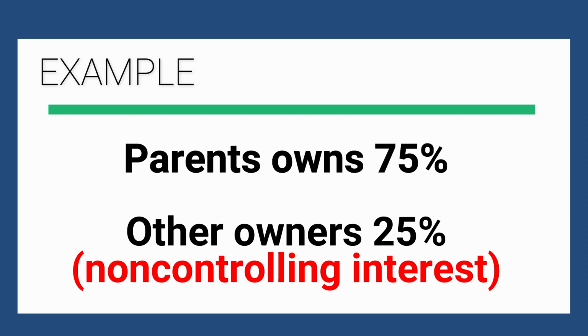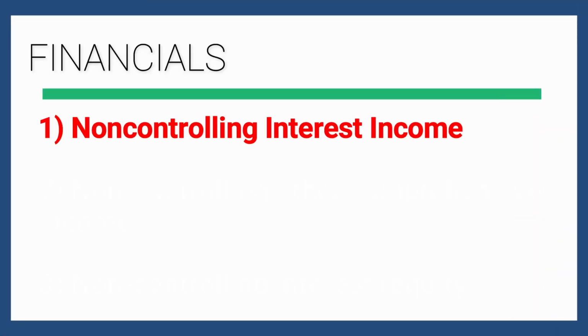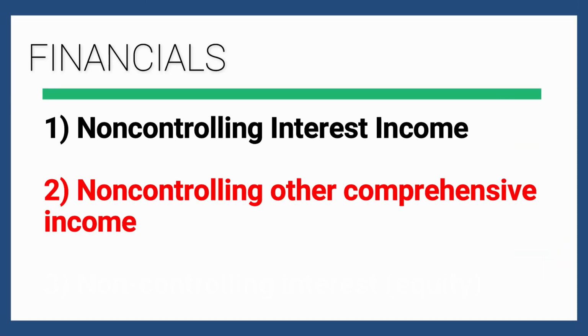So how do you present non-controlling interest on your financial statements? It's going to be in three areas if they all apply. One is your net income. You're going to back out the non-controlling interest income related to the portion of the subsidiary that you do not own. You're also going to have it in other comprehensive income. Same concept.